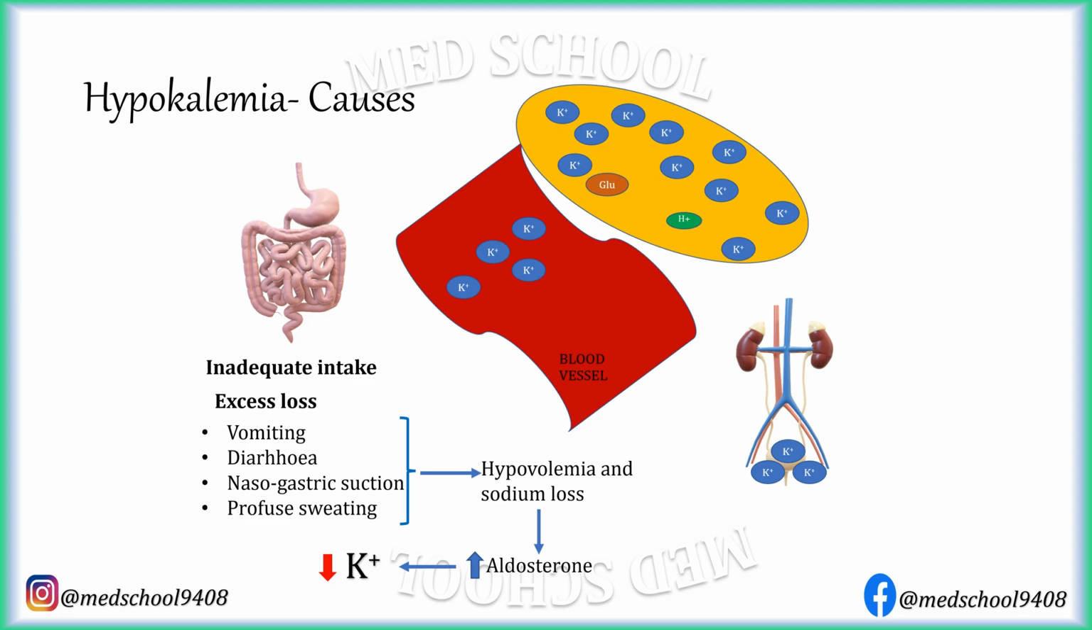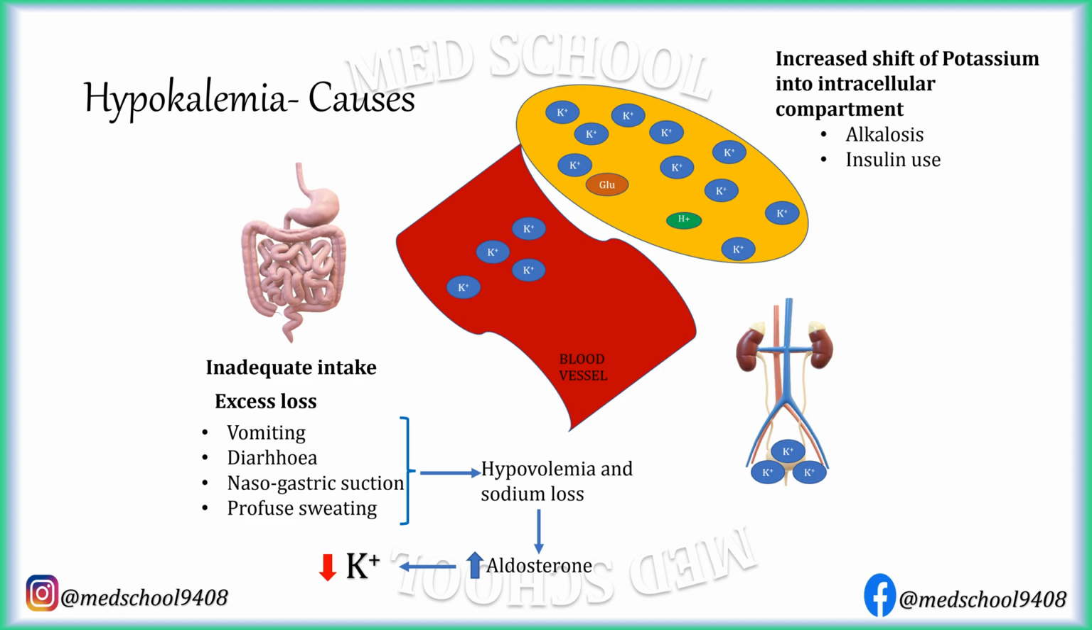Hypokalemia can also occur due to shift of potassium ion into intracellular compartment, as in alkalosis, insulin, use of sodium bicarbonate, anabolic state like refeeding after prolonged starvation, because there will be production of cells in large numbers using large amount of potassium.